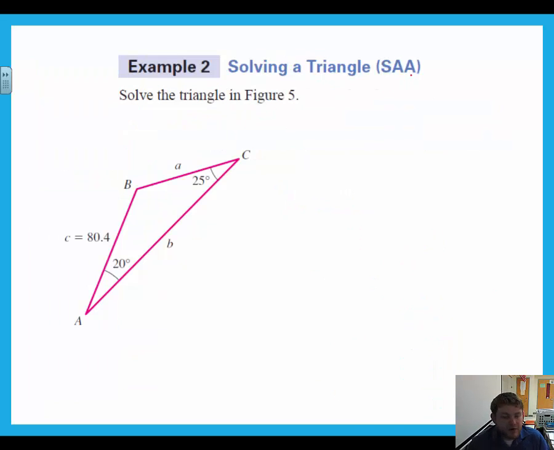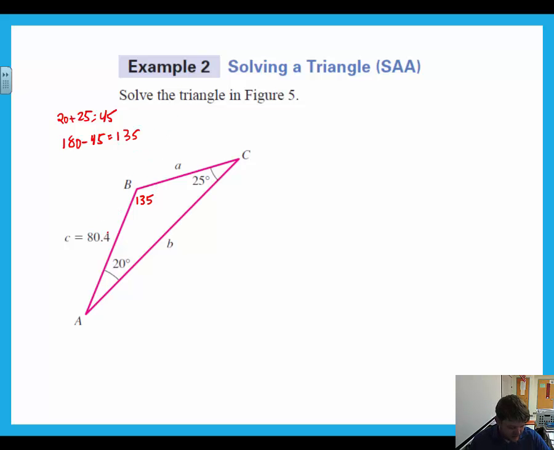All right, what about when we have side angle angle? So this says to solve the triangle in figure 5. Here's figure 5. We want to find out everything that we don't know. So first of all, the easiest thing is find the missing angle. So I've got 20 and 25. So 20 plus 25 is 45. 180 minus 45 is 135. So B is 135.